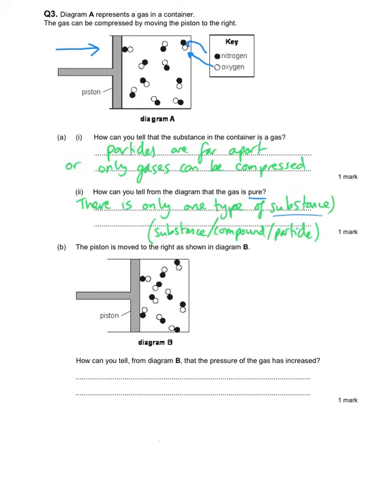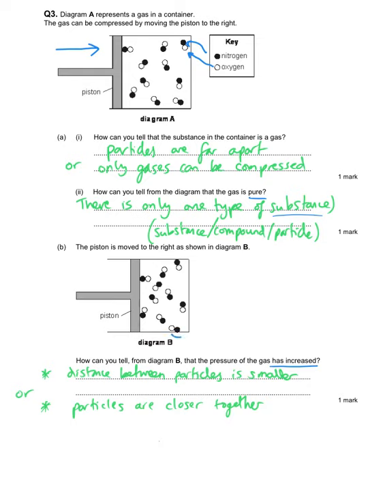And then in this second question, we've got a piston that has moved to the right. And the question says, how can we tell that the pressure of the gas has increased? And there's really 3 things that you could say here, because pressure is a measure of the distance between particles. And so the distance between the particles has got smaller, or you could just simply say the particles are closer together, or you could comment on the fact that it looks like there are more particles hitting the sides of the container. And so that's something else that indicates a higher pressure.